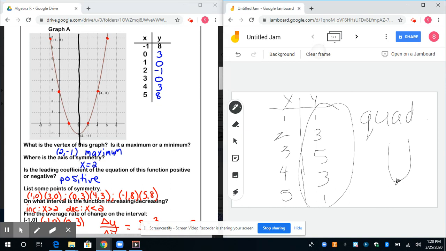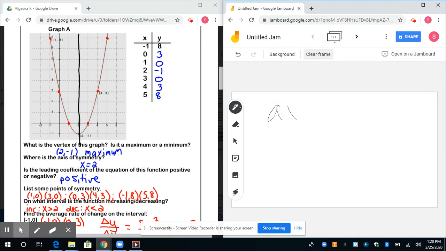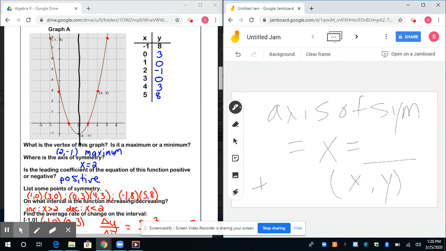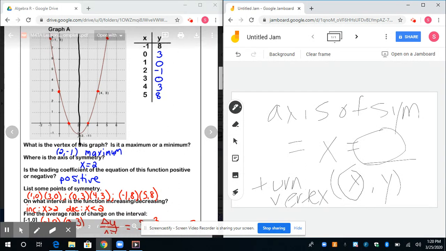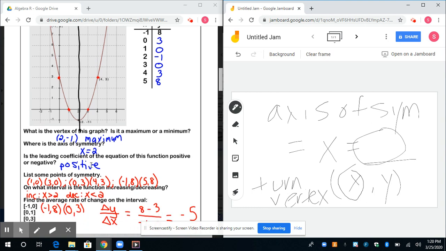So when we do axis of symmetry, the axis of symmetry is always x equals the number, okay? It's the x value of the turning point or the vertex, okay? So when we have axis of symmetry, that x value that goes here is the x value of the vertex. It's the midpoint between the two values that hit the x-axis.